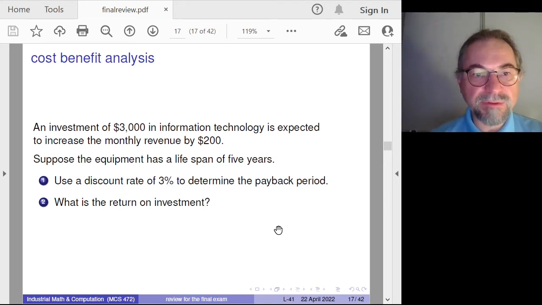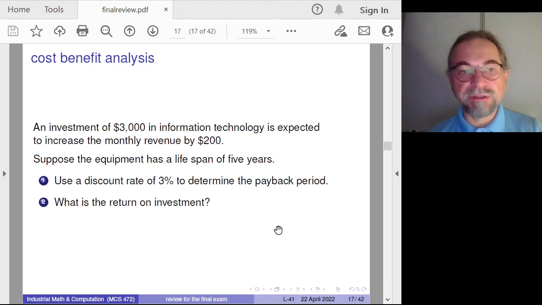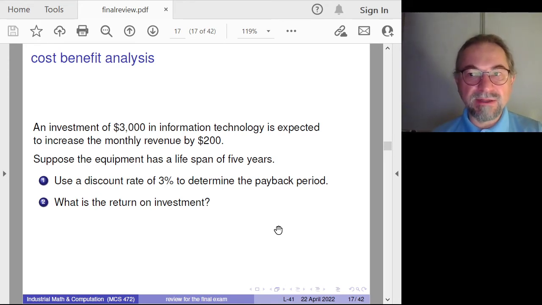What is the other data? We have the lifespan of the equipment, 5 years, and we are using a discount rate of 3%. The 3% is the current interest rate. We have the alternative to put the $3,000 in a safe investment, and there is also the inflation rate. The discount rate combines both the rate of a safe investment and the inflation. The bottom line is really: what is the payback period? After how many months do we recover our investment?